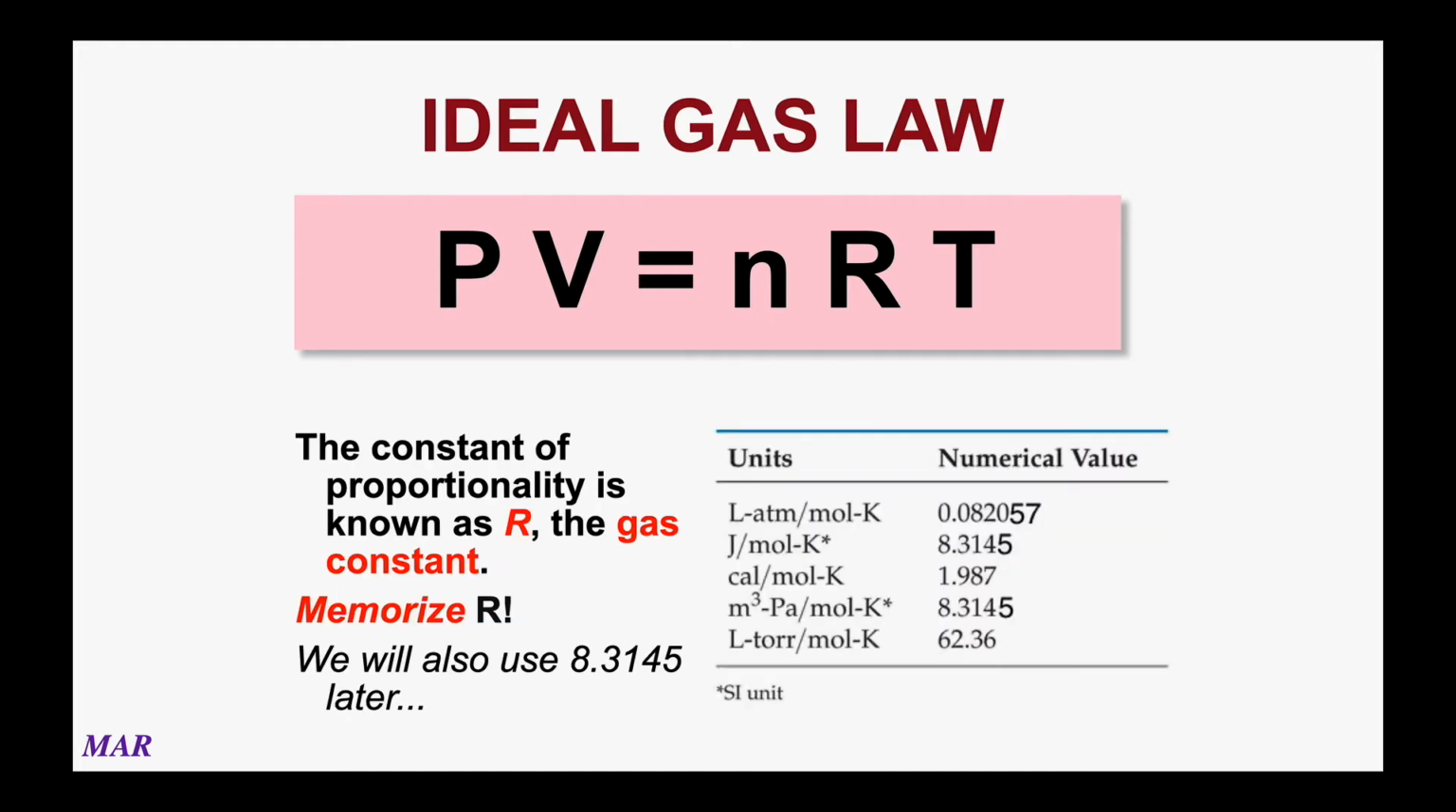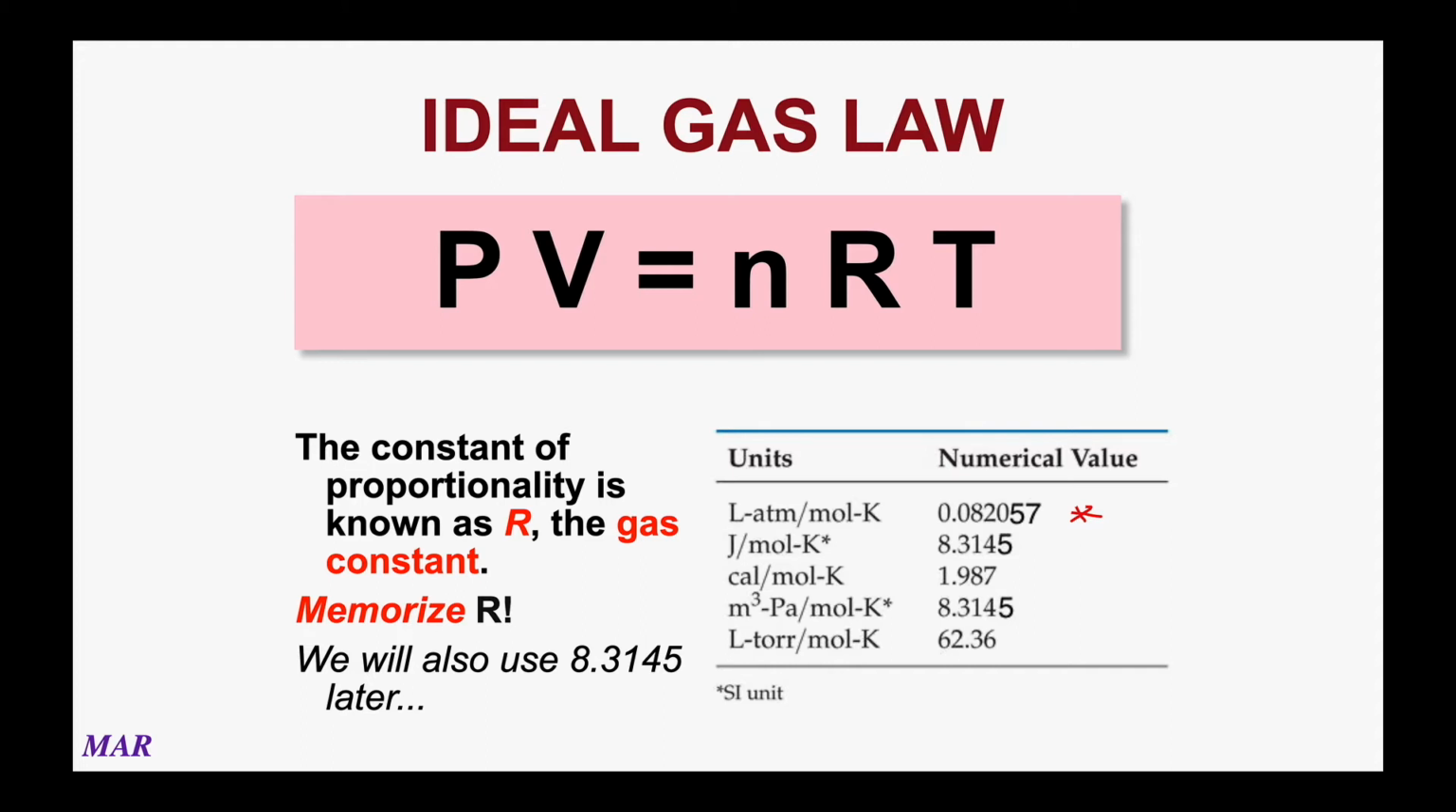R, again, is called the gas constant, universal gas constant, different things like that. Depending on the kind of units you use, the actual value of R will change as well. In this chapter, we're going to use the top value there of R a lot, 0.082057. I call that the gas R because it's the one you use with gases.